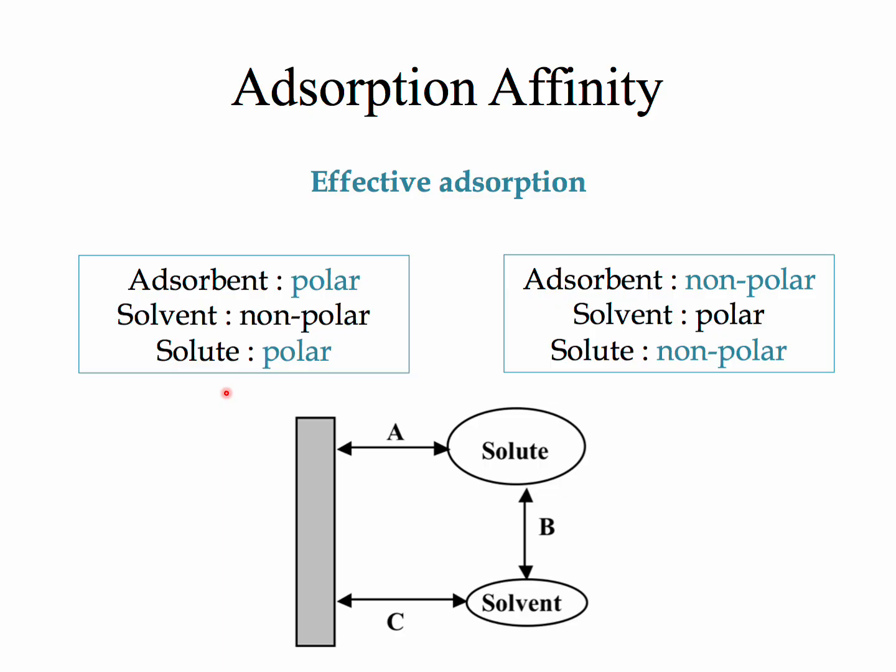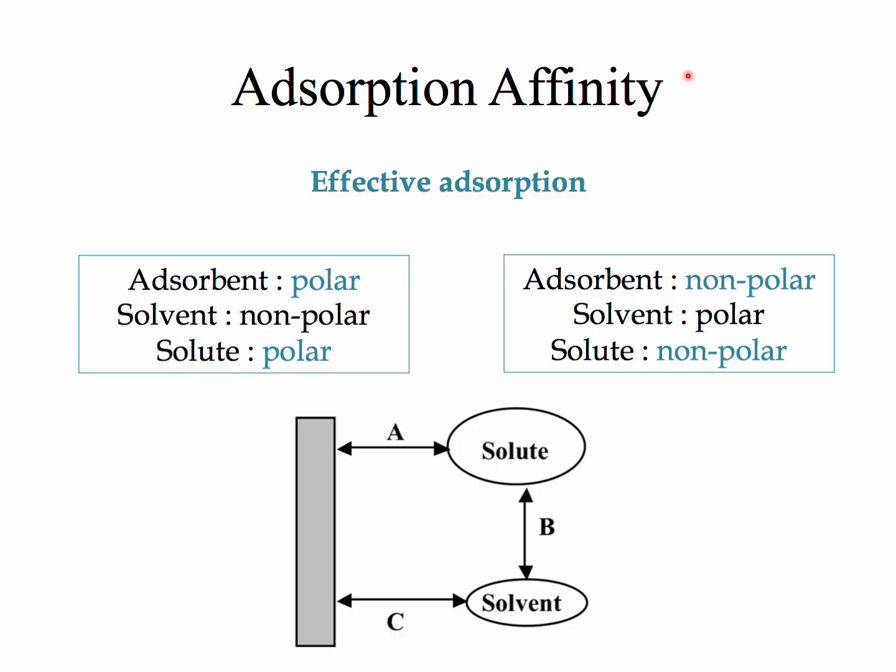We have a polar absorbent, a non-polar solvent, and a polar solute. In this situation, the polar solute can interact strongly with the polar surface through interactions such as dipole-dipole interactions or hydrogen bonding. At the same time, the non-polar solvent interacts weakly with the surface. So the solute can easily replace the solvent at the surface, leading to effective absorption.